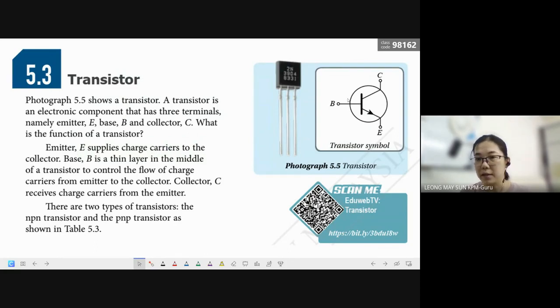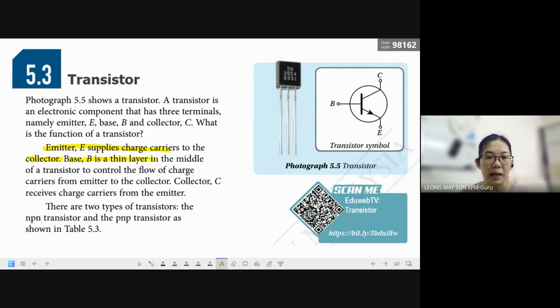Here you have a simple picture, the transistor symbol. The base is actually at the center. The emitter is where the arrow is located, and the collector is at the other location. So that is collector, base, and emitter. The emitter's main function is to supply charges, to supply charge carriers to the collector.